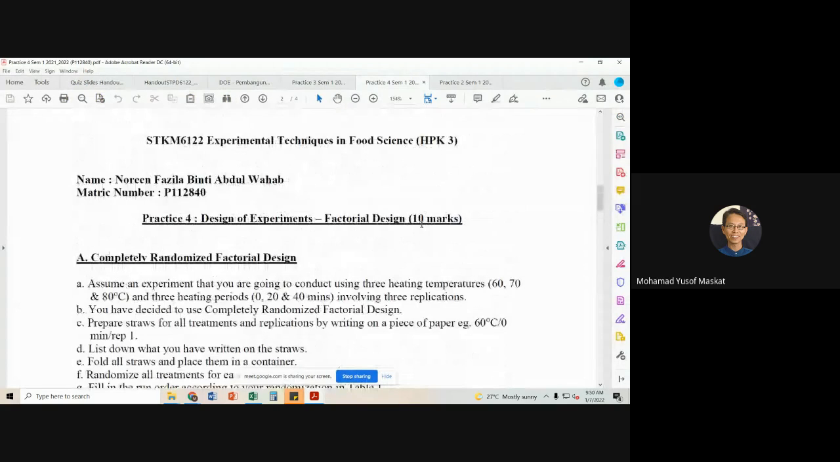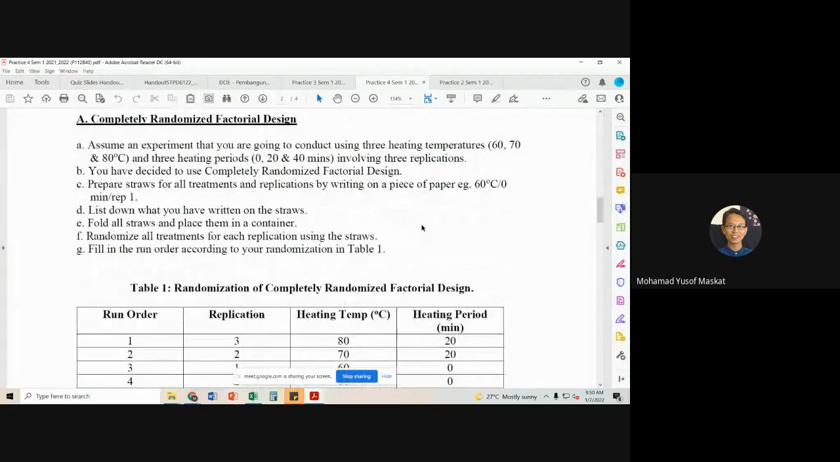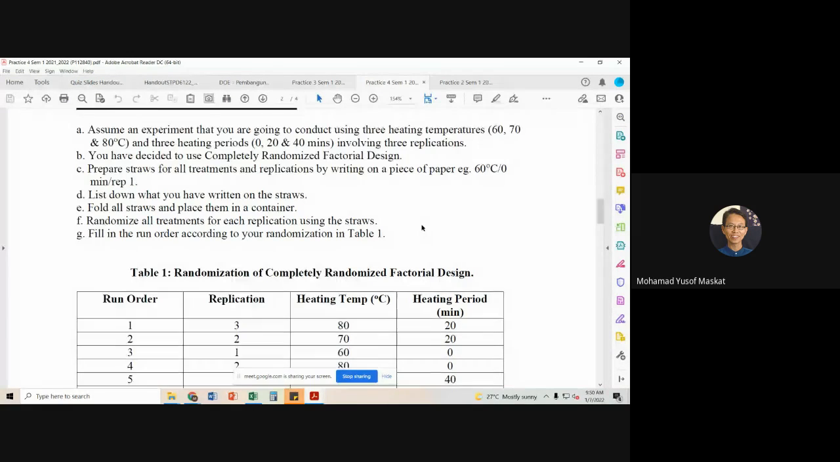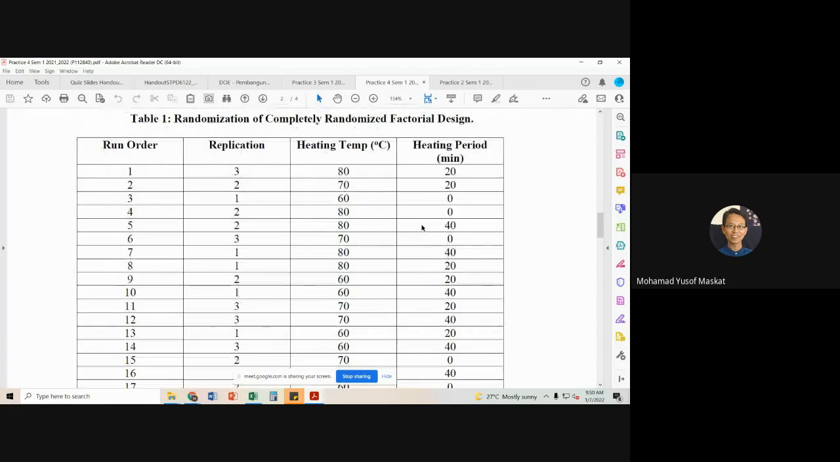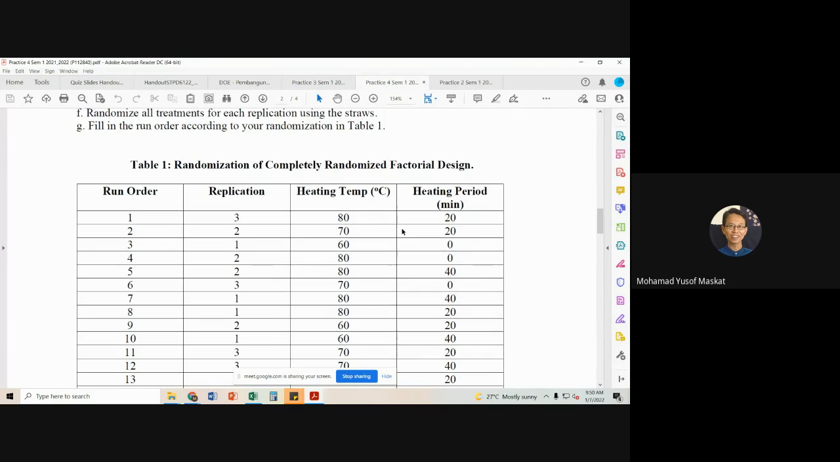For practice 4, it is for a factorial design. A factorial design means that you have more than one factor: 2, 3, 4, and so on. In this practice, you have two factors, heating temperature and heating period. For this one, I want you to do the randomization based on a completely randomized factorial design.